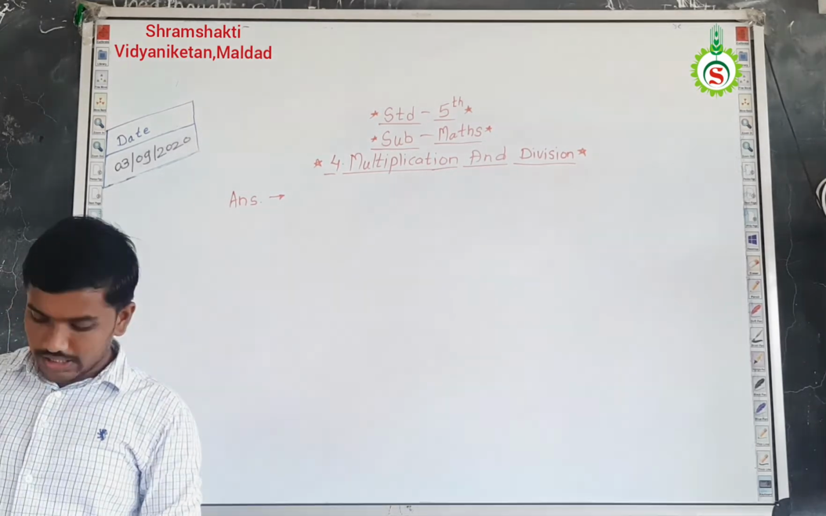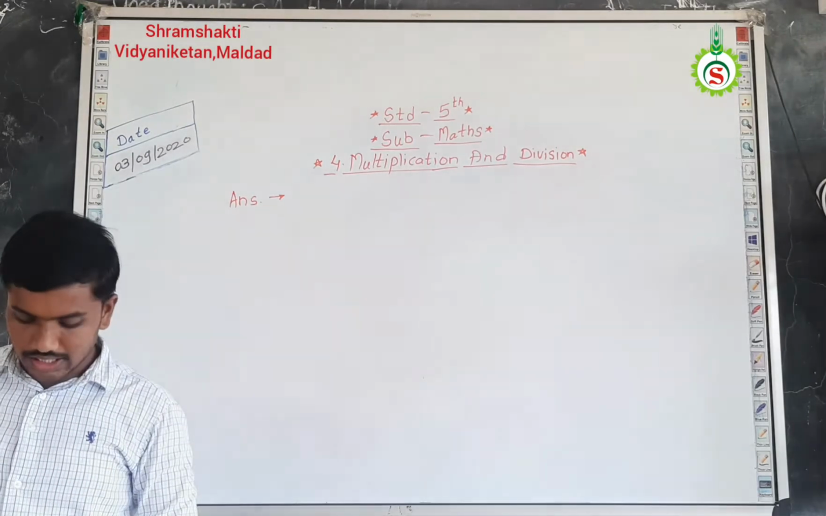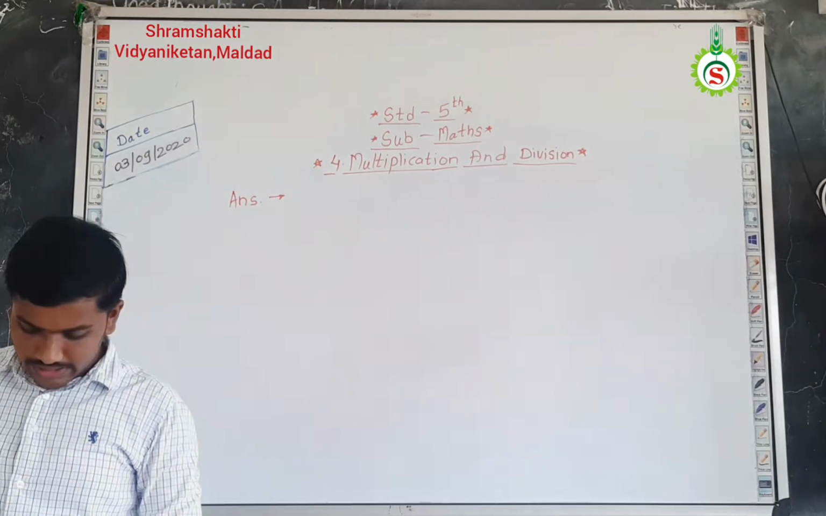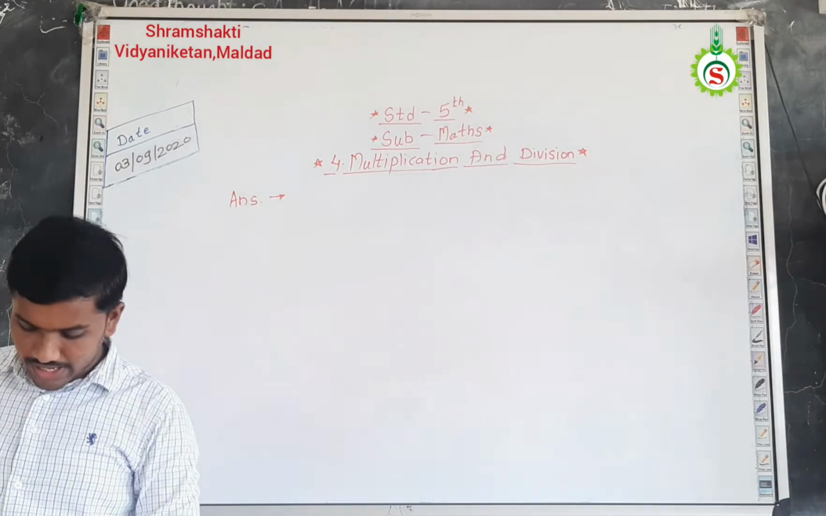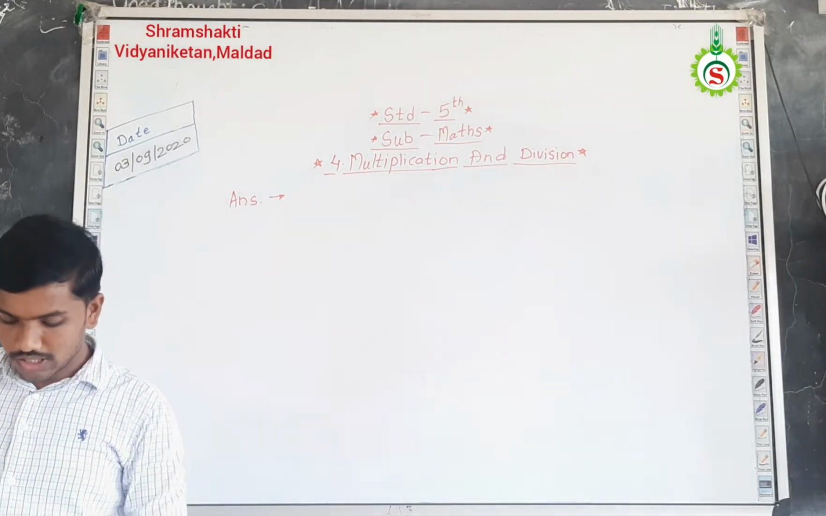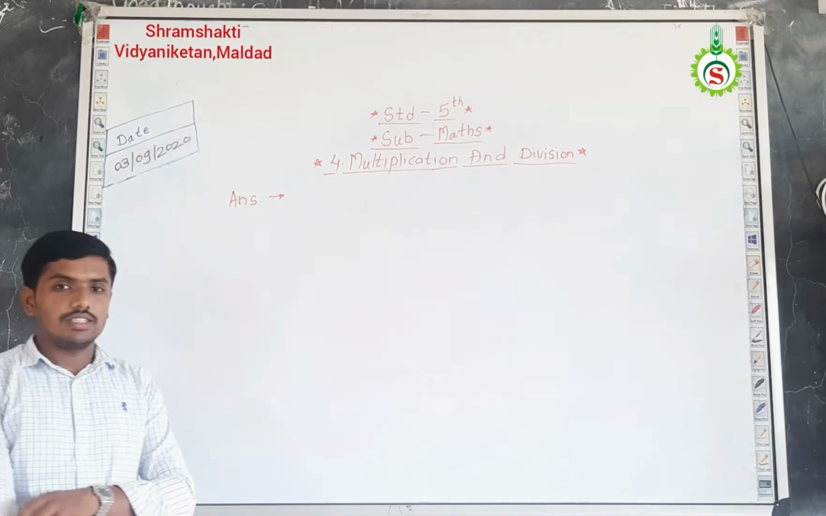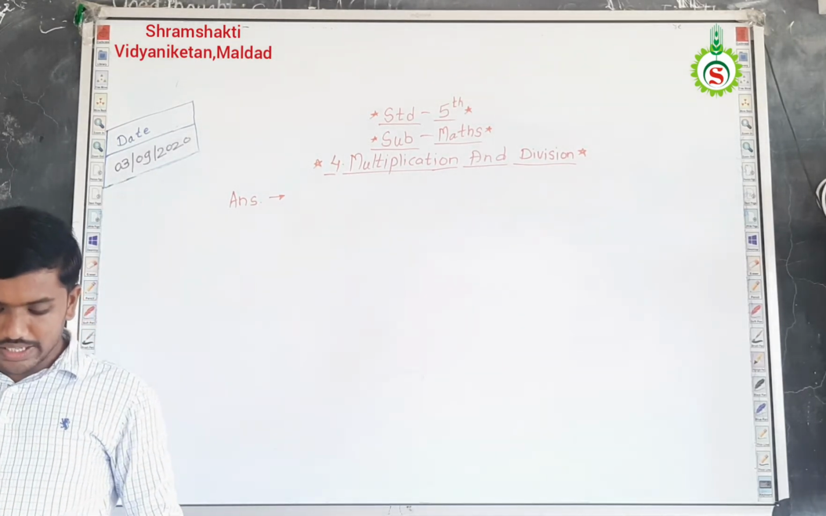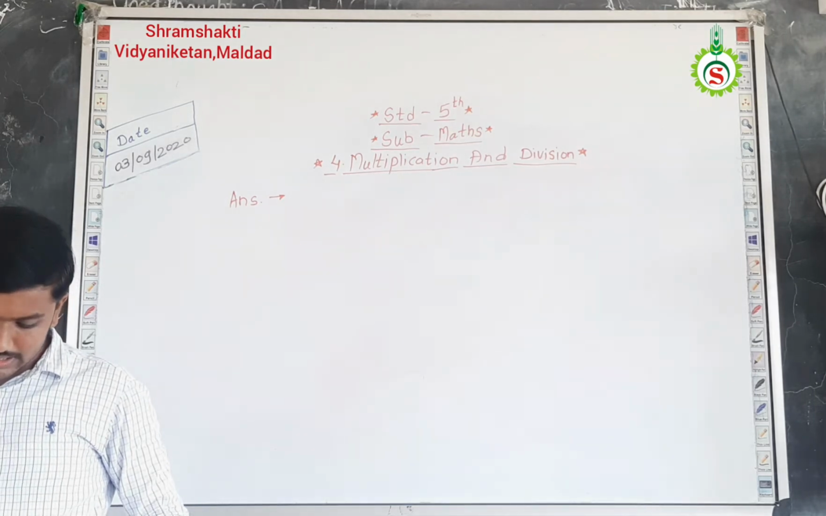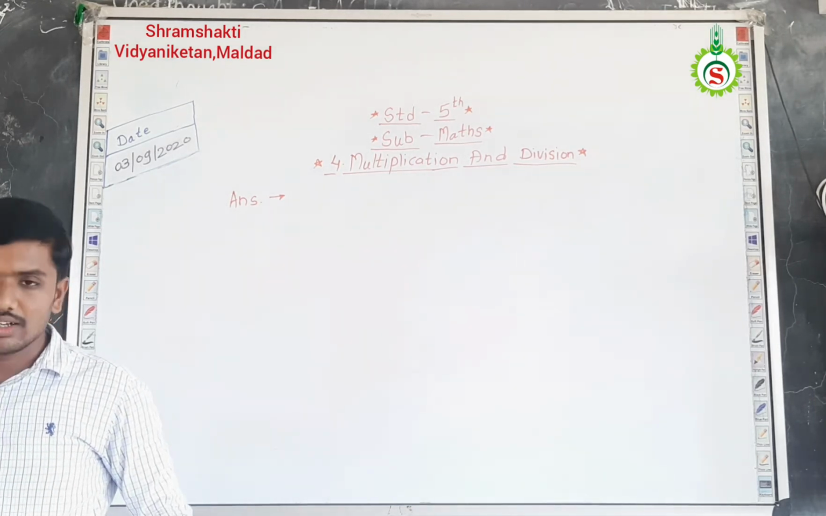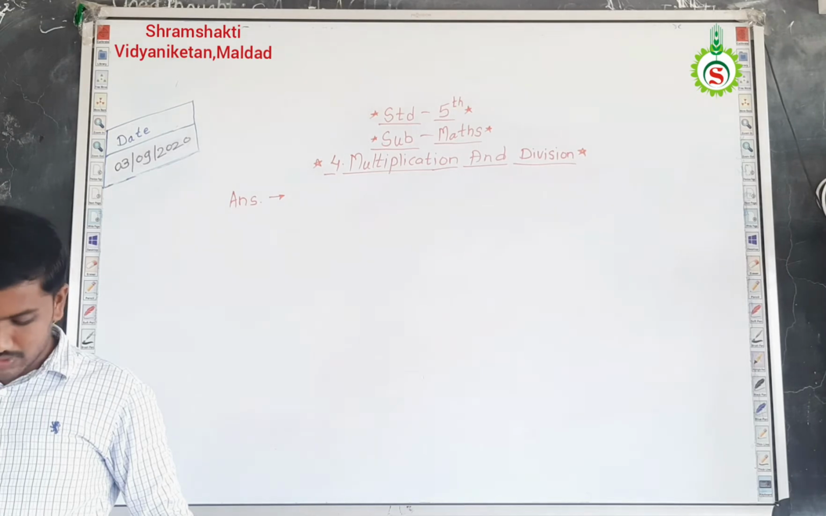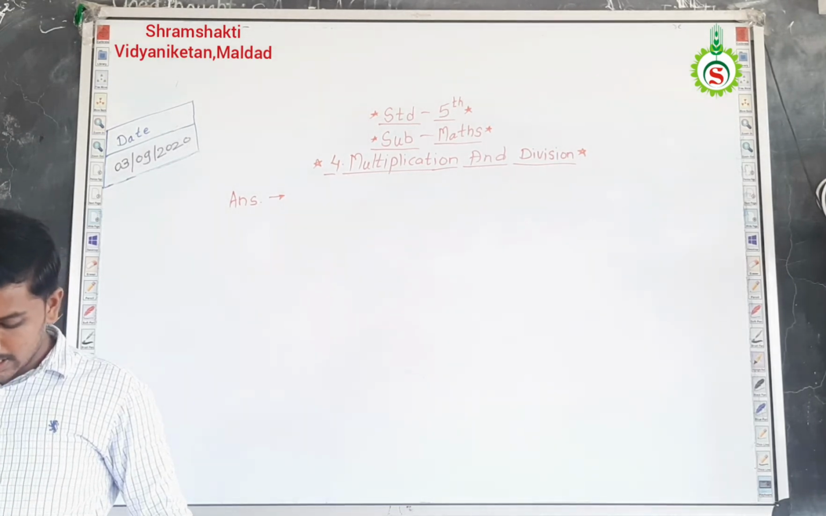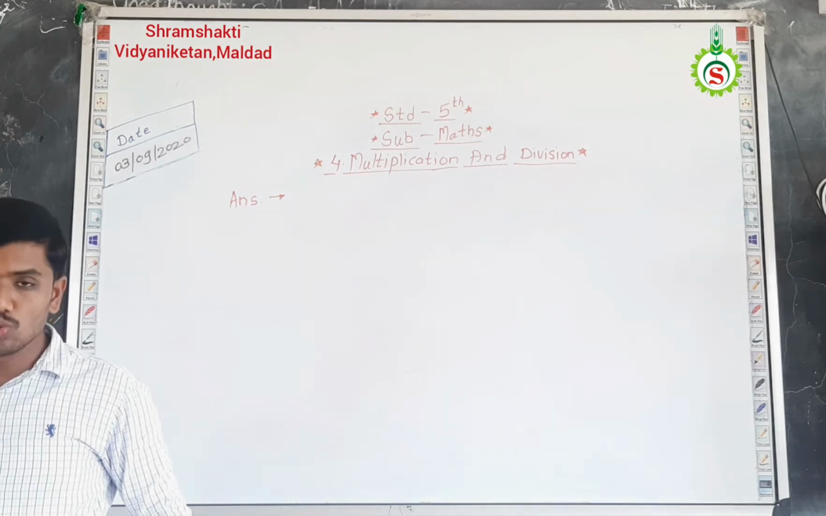250 in each of the 132 rows of the tree. How many saplings are there in the plantation altogether? Okay, that means in a certain plantation, saplings of 215 medicinal plant trees have been planted. So how many medicinal plant trees are there? 215, and each of the 132 rows.